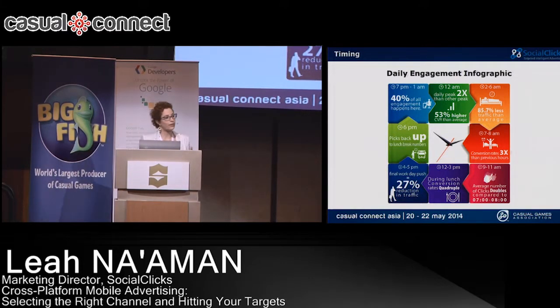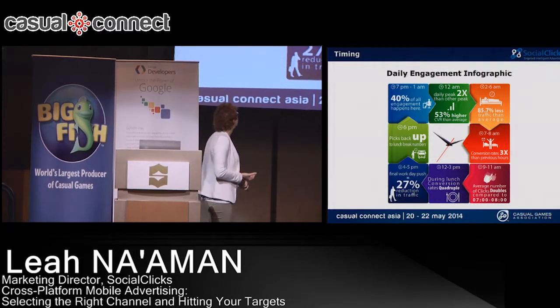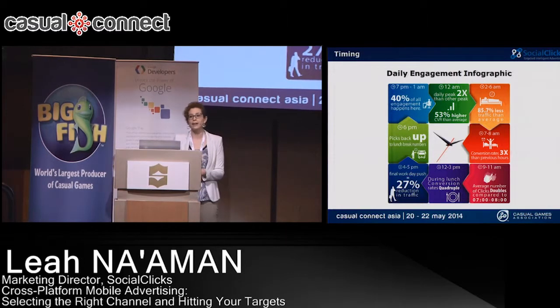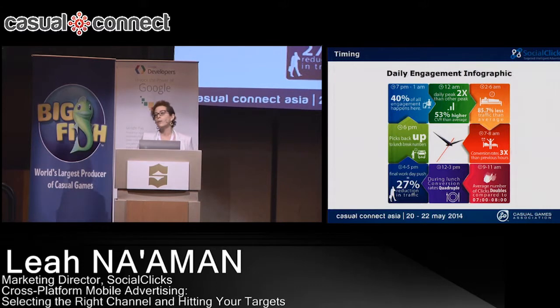Finally, you've got your 4 to 5 p.m. final push before everyone heads home. There's another small reduction in traffic. By 6 p.m., it picks back up. And then the key hours for this application were between 7 p.m. and 1 a.m., where 40% of absolutely all engagement occurred during those hours, with an absolute high point at 12 a.m., where you have 2 times the traffic, 53% higher CVR than any other rate. So not only are people engaging at this point in time with the advertising, but they're going beyond that. They're converting, they're becoming high quality users as well.